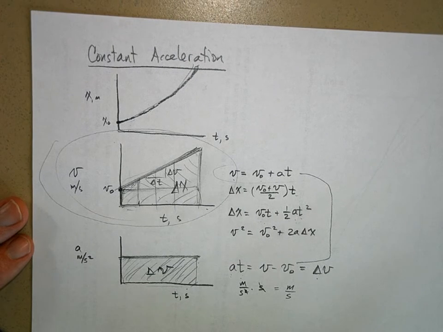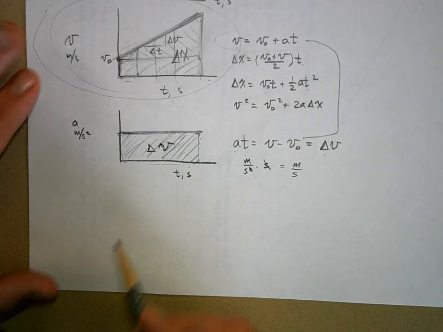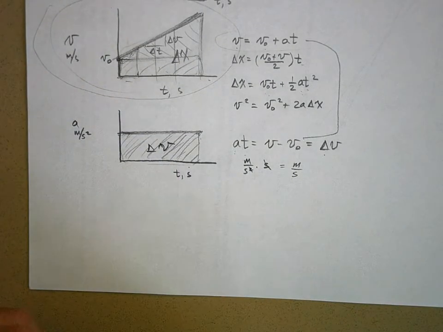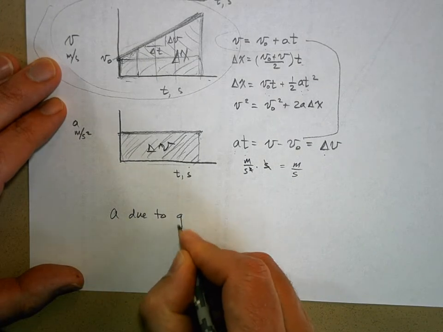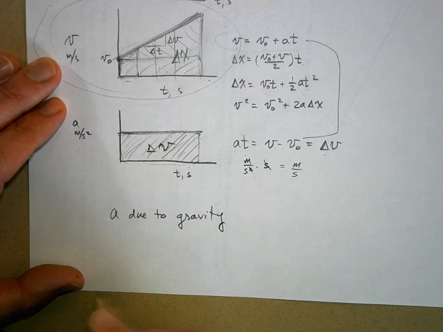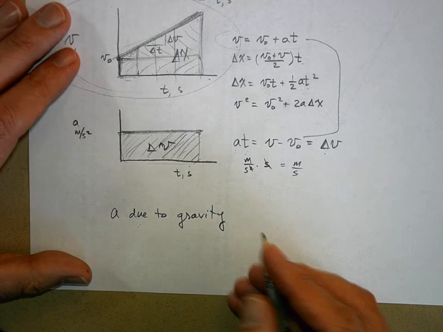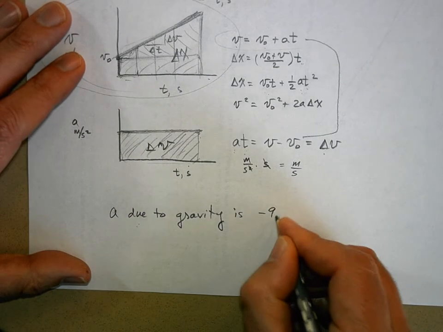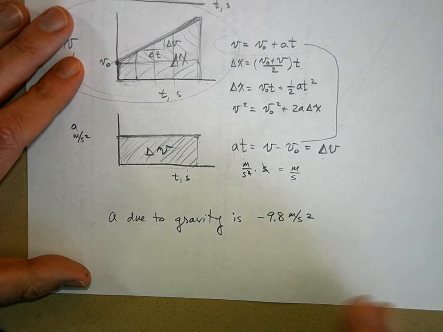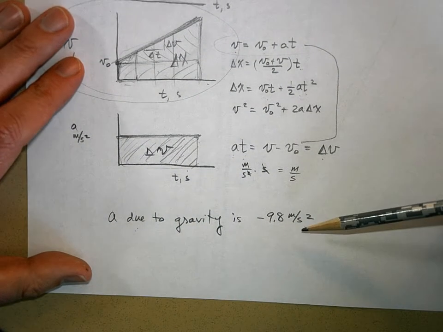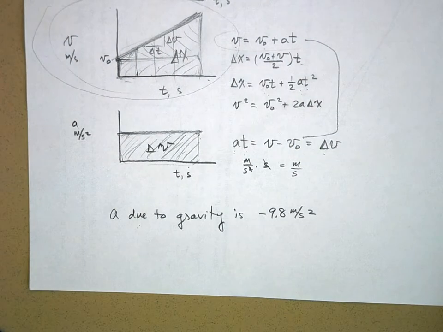Okay, do also remember that the acceleration due to gravity, is that the right DUE or is it DO? That's right, okay. The acceleration due to gravity is negative 9.8 meters per second squared. And then all you have to do, wherever you see acceleration, if you're dealing with a free fall problem on the Earth, all you have to do is substitute that.